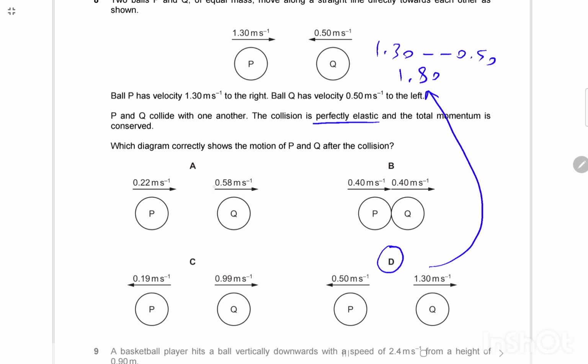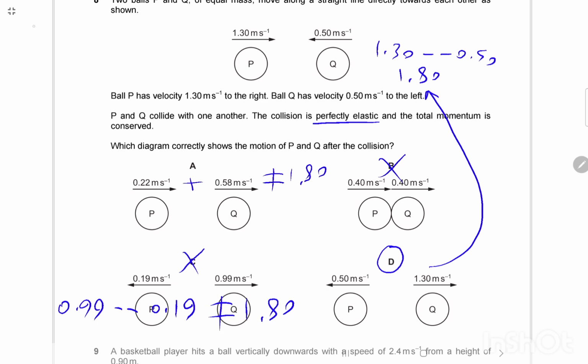While here, speeds are in the same direction in A, so you have to add them. So if you add them, you won't get 1.80. The same thing with respect to B, the same thing with respect to C. In C you have to subtract them. For example, you can see 0.99 minus minus 0.19, which is not 1.80.